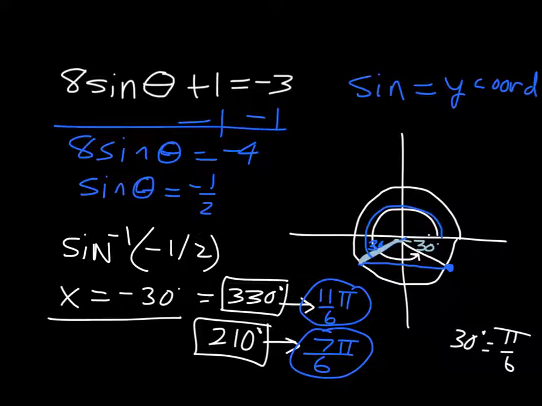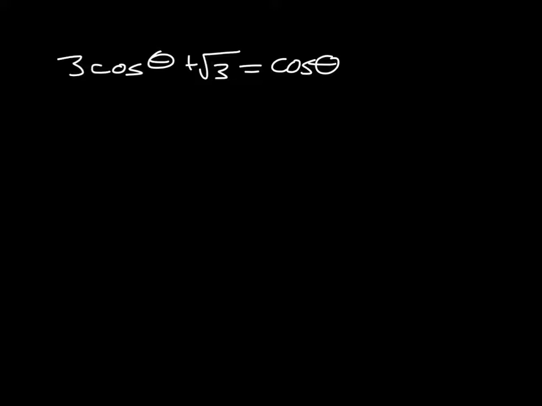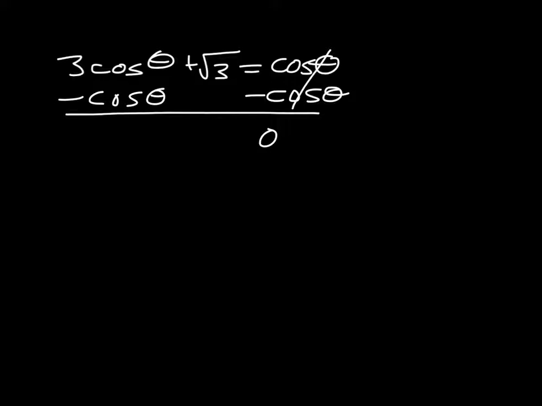All right, here's two more examples. The next one has cosine, and we're going to begin this one by getting the cosine on one side. So we'll start by subtracting away a cosine from both sides of the equation. It'll give me 0 here, and for this part here, 3 cosines take away 1 cosine would be leaving me with 2 cosines.